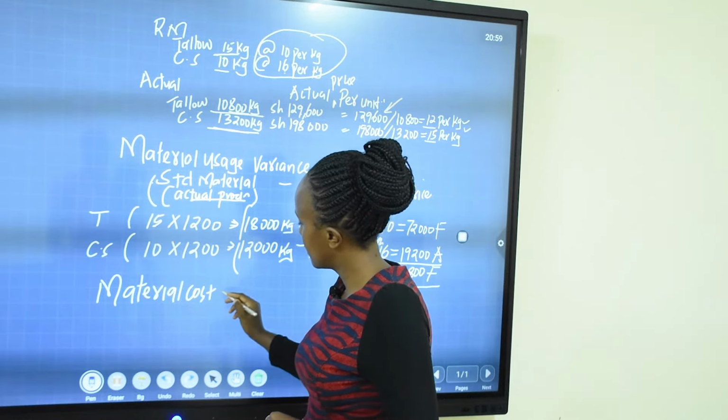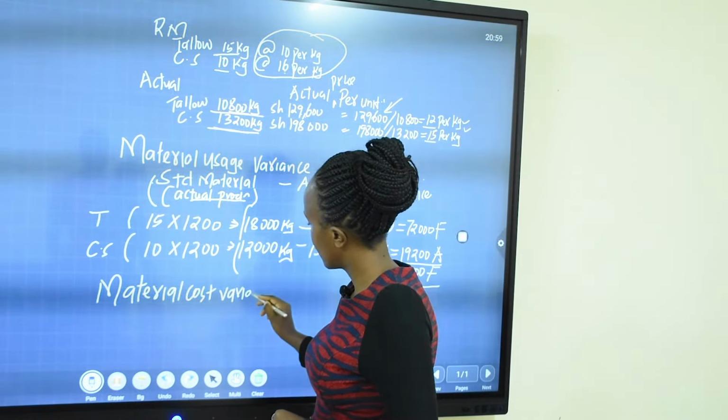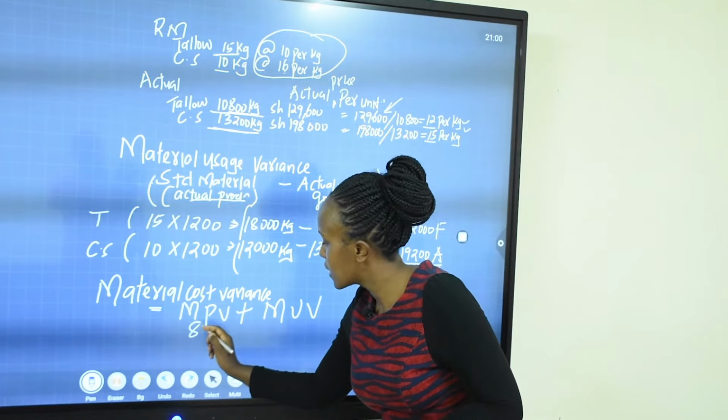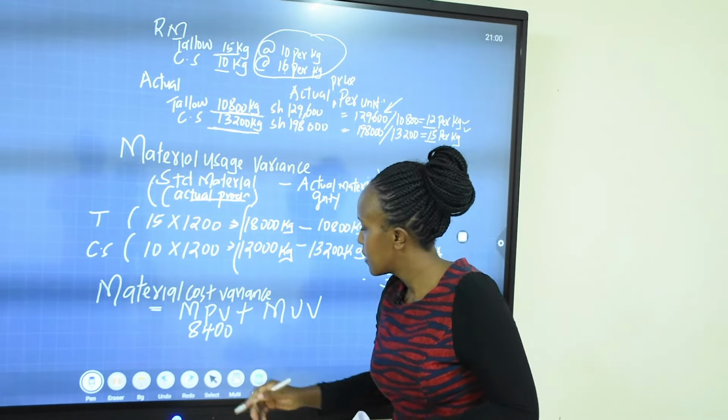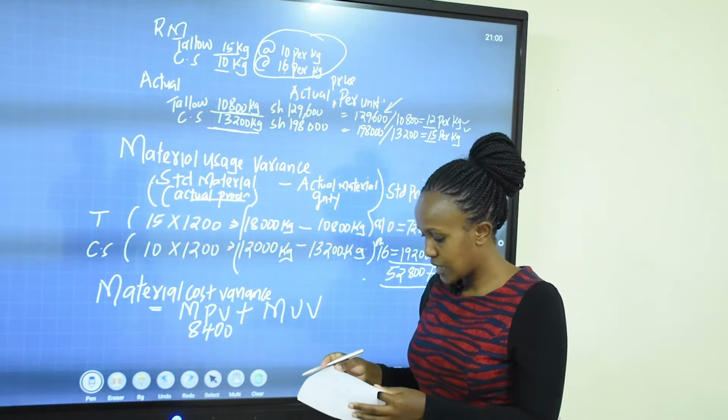Material cost variance, which can be given by material price variance plus material usage variance. So the two variances that we have computed, this being one of them, and the one we have computed previously, the price variance, when you add the two of them, you're supposed to get the material cost variance. So the price variance we had gotten is 8,400, it was adverse.